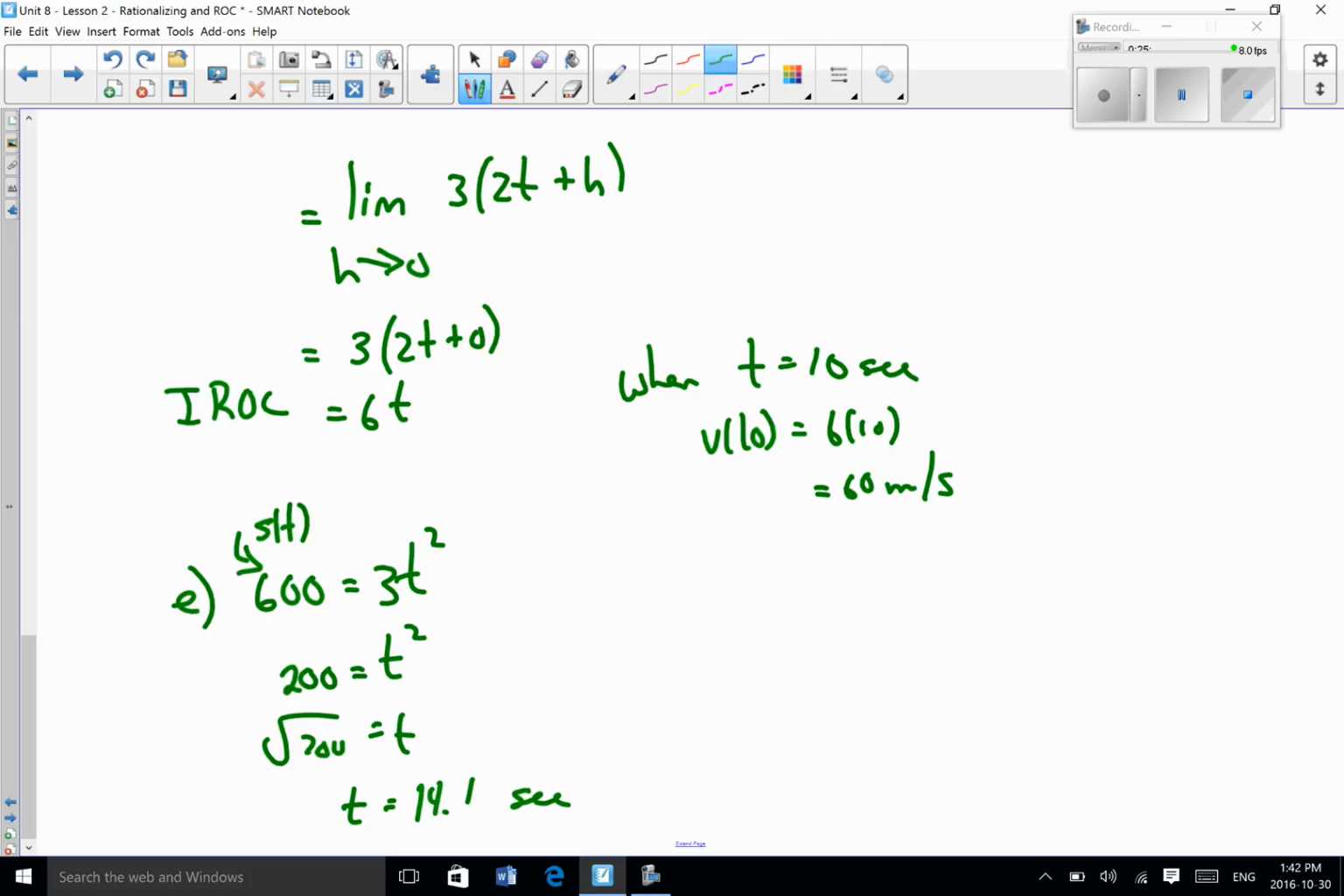Okay, so some basics of how we can work with rational expressions and some ideas of building blocks about calculus in terms of displacement and velocity being related to each other. IROC for displacement is velocity.